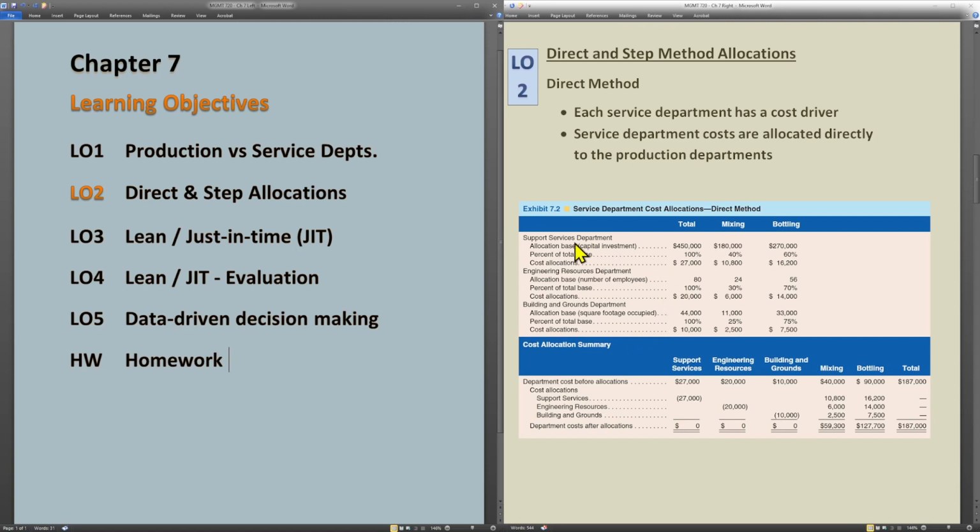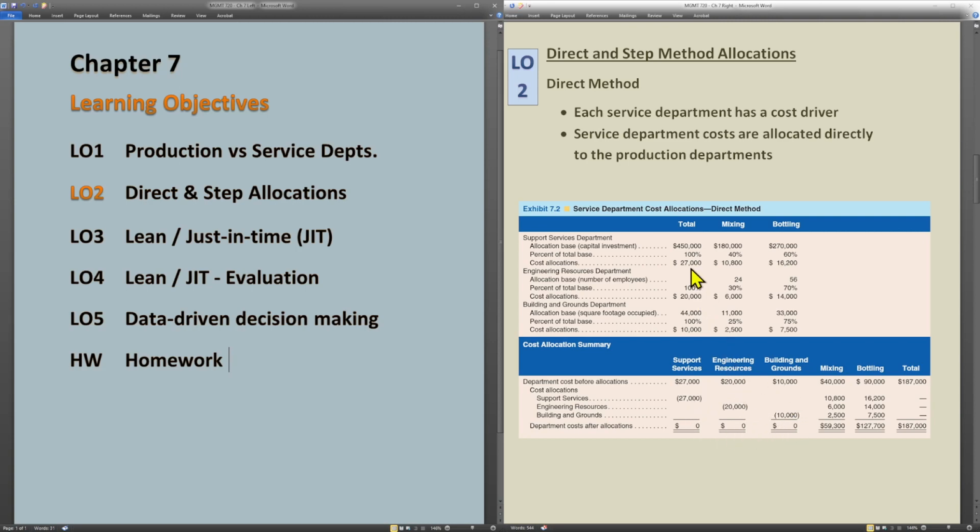We've got 3 service departments: support services, engineering, and building and grounds. And they each have a certain amount of cost. This one has $27,000, this one has $20,000, this is $10,000. And we've got 2 production departments. What we need to do is move the 27, the 20, and the 10 over. We need to allocate those costs by some method to each of these 2 production departments. And once you see the step method, you'll understand that the direct method doesn't interact with the others. Each service department just deals directly with the production departments. There is no interaction between the service departments.